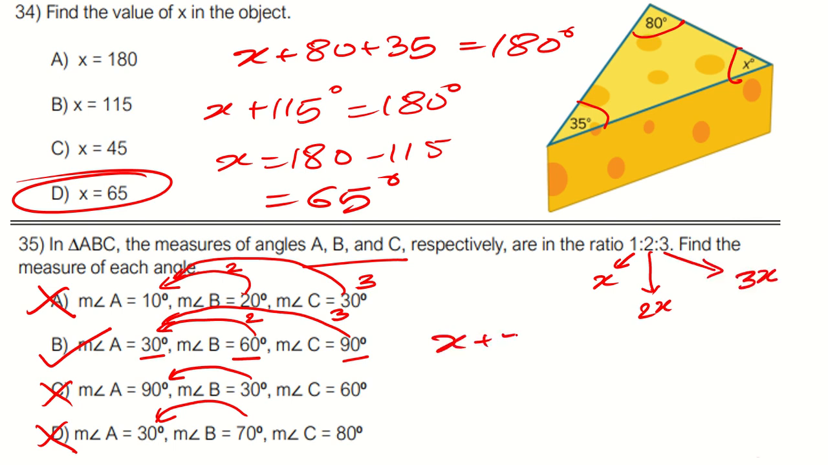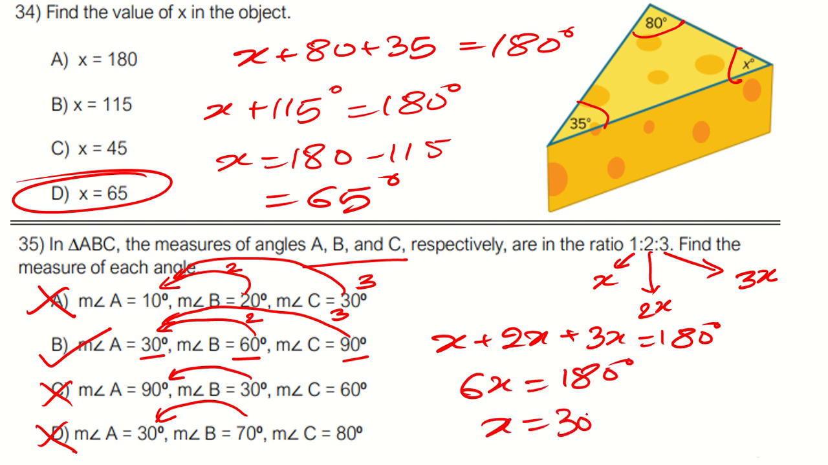So x plus 2x plus 3x is equal to 180. So x plus 2x is 3x, 3x plus 3x is 6x, equal to 180. So x will be equal to 30 degrees. Now just plug in this value of x here: 30, 30, 30. So this angle will be 30. This angle will be 30 into 2, 60. This angle will be 30 into 3, 90. So this option is correct.